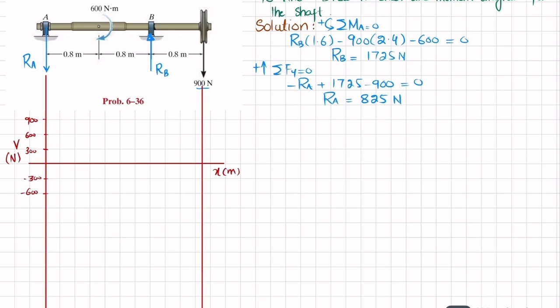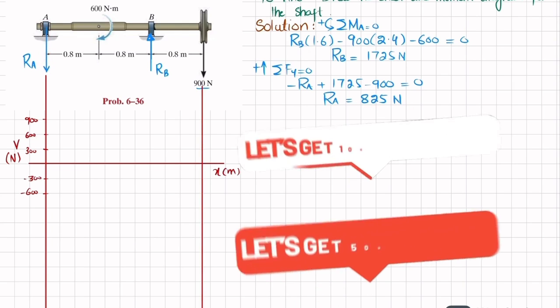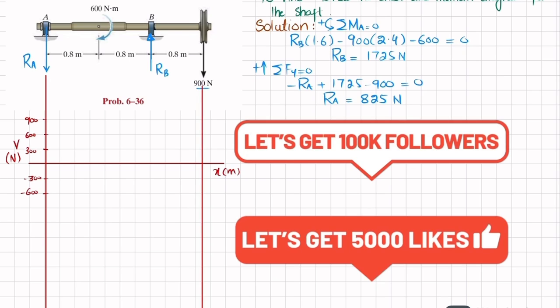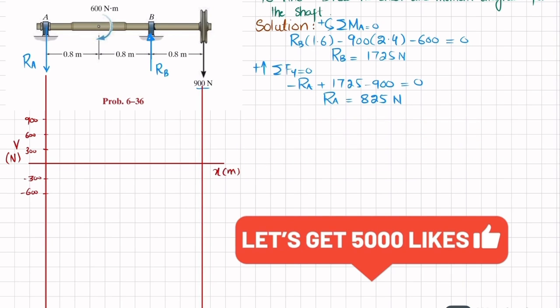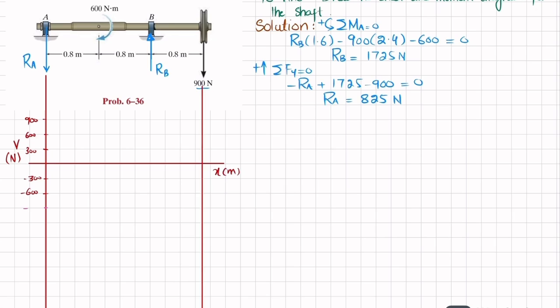Now you can see at point A we have RA which is acting downward, and RA is 825. So our first point will be 825. This is 600, and this is minus 900, so 825 will be somewhere here. So minus 825. Now moving from point A till point B, there is no other shear force, so it will remain the same till this point. Clear? So this shear force will remain the same till this point.